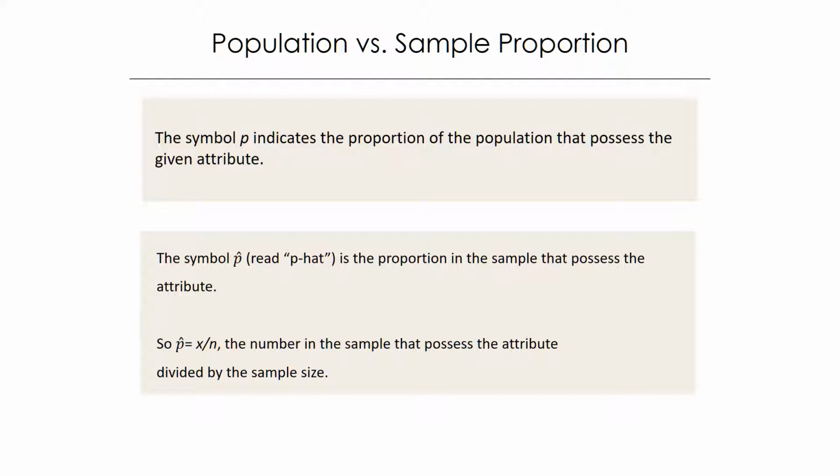Population versus sample proportion: the symbol p, just a lowercase p, indicates the proportion of the population that possess the given attribute. The symbol p hat, lowercase p with a circumflex on top of it, is the proportion in the sample that possess the attribute. So p hat is this X divided by n, the number in the sample that possess the attribute divided by the sample size. And that gives you the percentage or fraction or decimal corresponding to the proportion of the sample that has this characteristic.